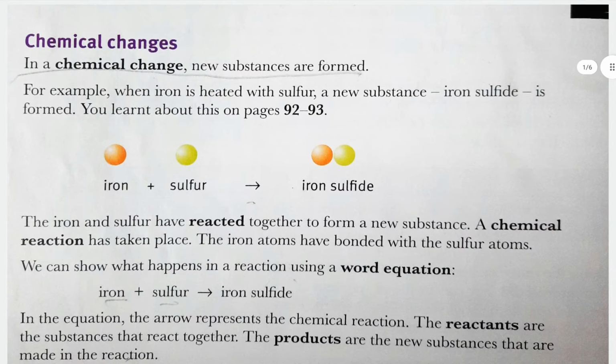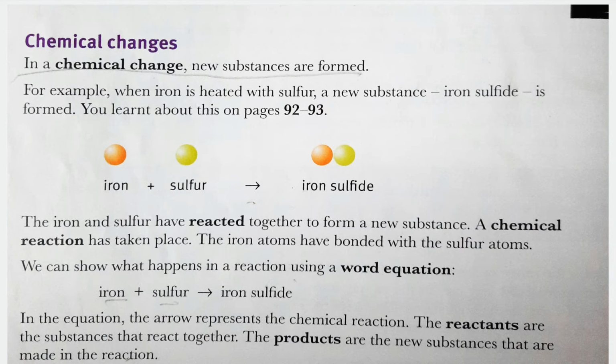Good morning children. In our previous class we learned about physical and chemical changes. So what is a physical change? A physical change is a temporary change in which no new substance is formed and it is easily reversible. For example, melting of ice and boiling of water are examples of what? Physical change.